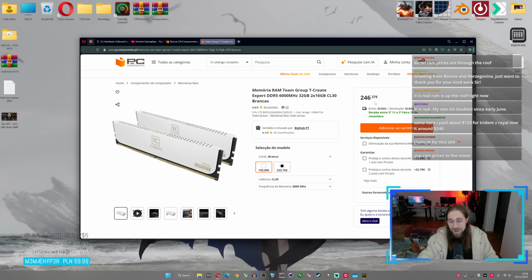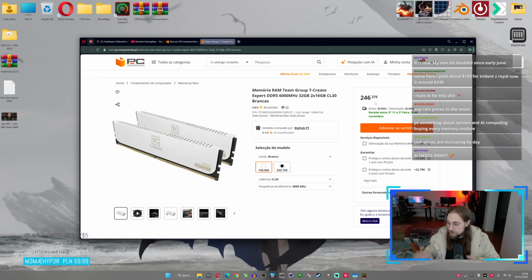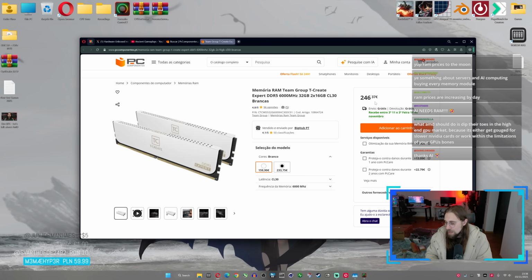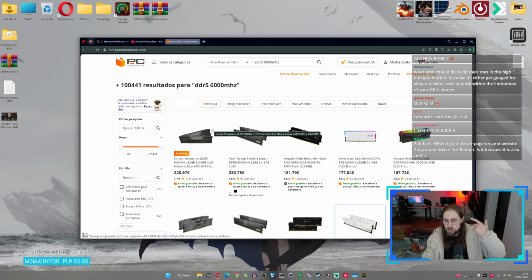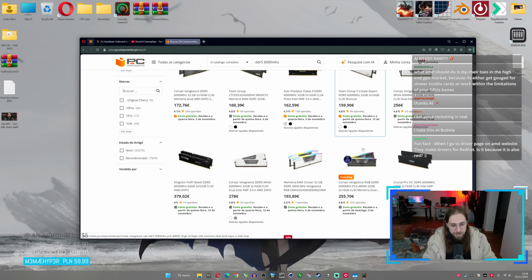It's like, what? This is like the same price as when DDR5 came out. This makes no sense. So DDR5 came out, the supply was really short, and we had those prices, and now we have the same prices as when DDR5 came out. This is just crazy. It's just insane. What the hell is happening here?